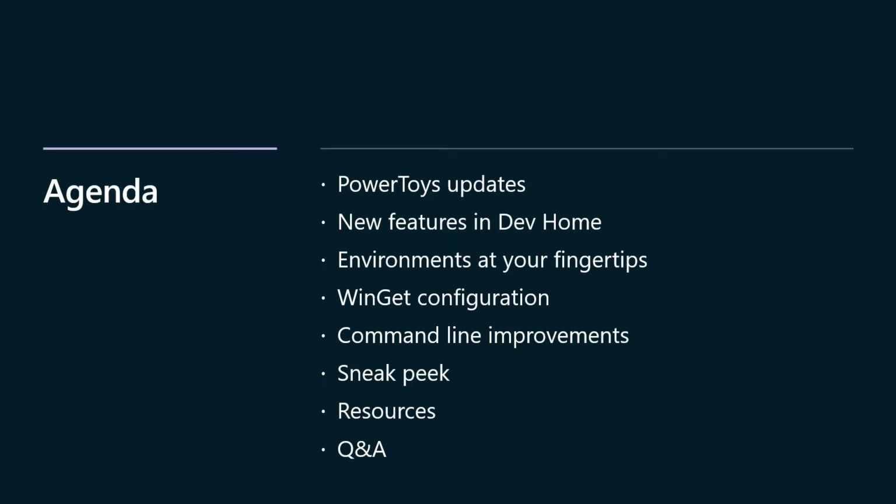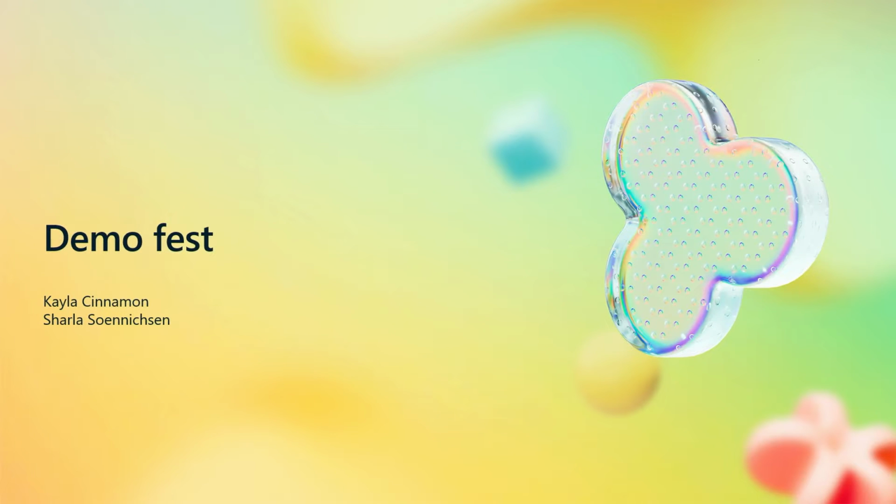So for a quick agenda, the whole talk is demos, except for one slide at the end. We're going to go through some PowerToys updates, as well as some new features in DevHome. And then Sharla's going to dive into environments at your fingertips within DevHome, as well as some improvements made to WinGet configuration. And then we're going to finish with some command line improvements, and then also a sneak peek slide at the end. And then we'll have resources for you. And of course, we can open it up for Q&A, so you can ask us anything at the end. So with that, let's just jump right over into the demos.